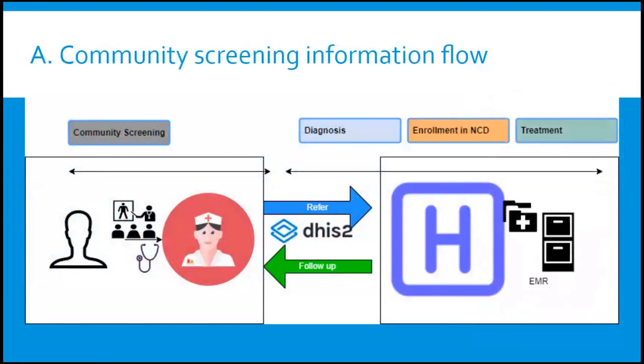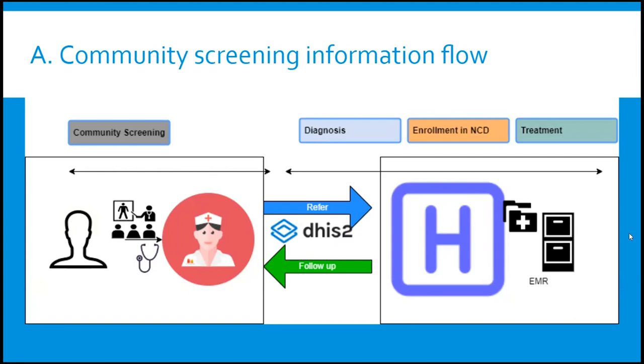This is a schema that shows how the screening is being done. At community level, we have the population visiting the health center, and at the health center they do the basic diagnosis screening. Once the screen is positive, the patient is referred to the hospital for further assessment, because the hospitals have the mandate of confirming whether a case is NCD positive or not. After the referral, once someone is confirmed to be a positive NCD case, they are put under treatment.